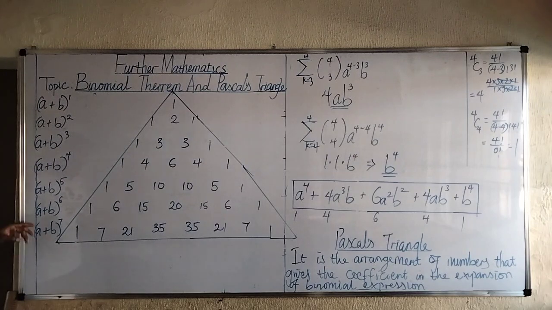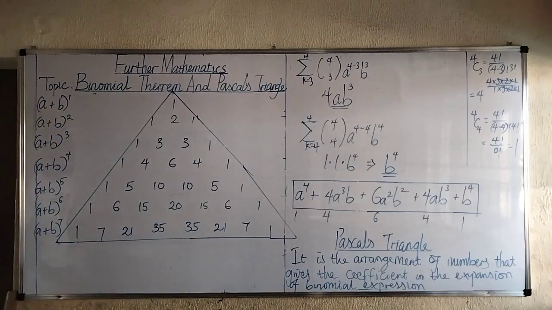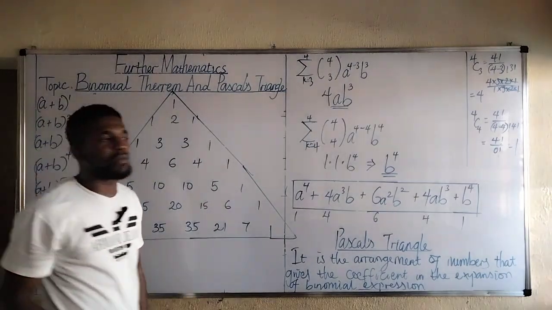Now when we have a higher power like 8, 9, 10, we keep on expanding this Pascal's triangle to get the coefficients, and this will help us a lot to know the values of the coefficients, and avoid so many errors. Okay, this marks the end of this class.